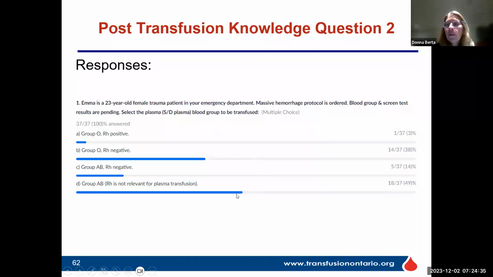And most people, not by much, but most people have selected group AB, Rh is not relevant for plasma transfusion. That is the correct answer. Group AB, Rh negative is close, just that you don't need to know the Rh. Group O, Rh negative, that would be for a red cell transfusion. And again, if you want to go back to the slides on compatibility and look at the additional information about compatibility, that could help you if you struggle with the answer to that question.